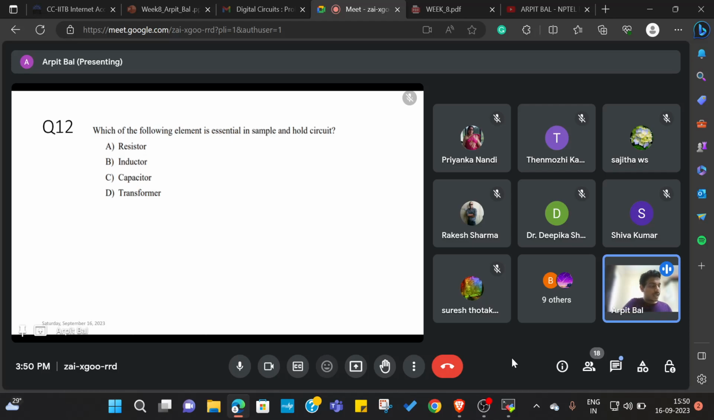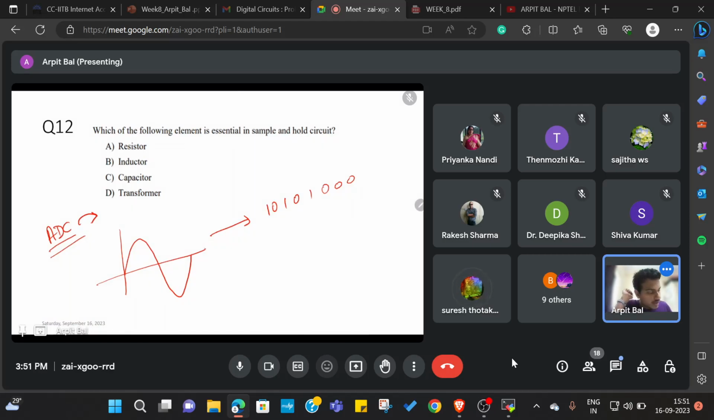Okay, so the next question is related to a sample and hold circuit. Sample and hold is actually a key element of what is called an ADC, analog to digital conversion. In analog to digital conversion, you have a continuous time signal, and we are going to convert it into a digital signal. Based on your lecture, can anyone tell me what is the first process in the analog to digital conversion? Sampling. Correct.